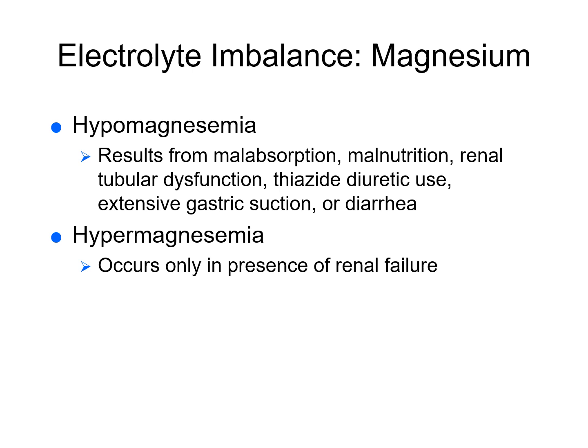Hypermagnesemia occurs only in the presence of renal failure. They just can't filter it, so they hang on to it. But we can have hypotension, nausea, vomiting, paralysis, respiratory depression, EKG changes. So this is one you need to know.